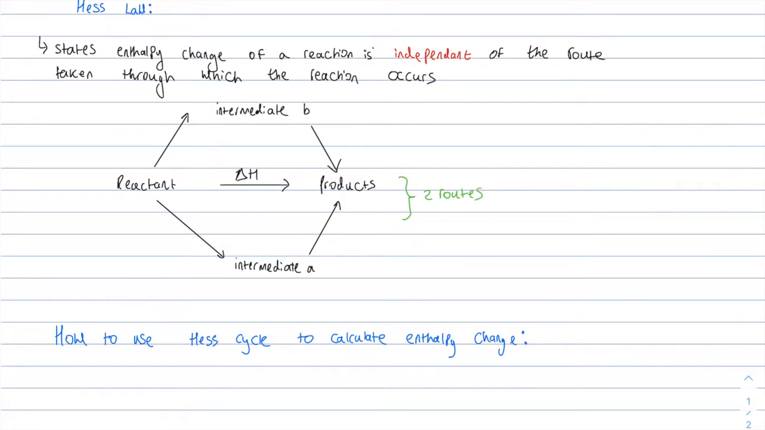So, there are two routes for this reaction. Reactants are converted into intermediate A before they are converted into products, or they are converted into intermediate B and then they are converted into products. Whatever route you take, your enthalpy change will always be the same. Therefore, enthalpy change is not affected by which route you take to get from the reactants to the products.